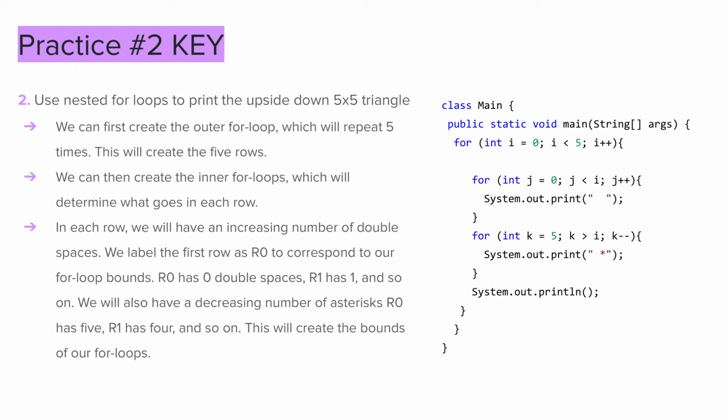We can also see that there will be one less star in each row. Row 0 has 5, row 1 has 4, and so on. You could think about this like a linear equation. For spaces, we have y equals x. For stars, we have y equals 5 minus x. We can then use this logic to create the bounds for our for loops.